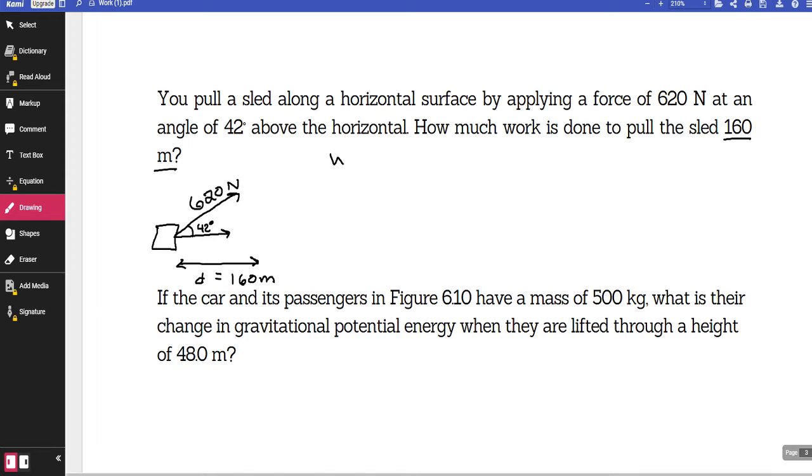So then work is equal to this force that's happening, F cos theta multiplied by d, which is equal to 620 newtons cos 42, 160 meters, to give us a grand total of 7.4 times 10 to the 4 joules.